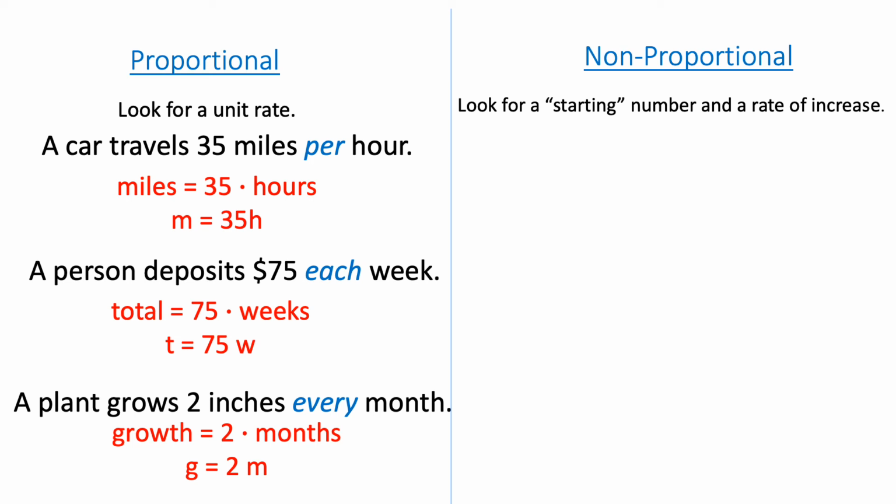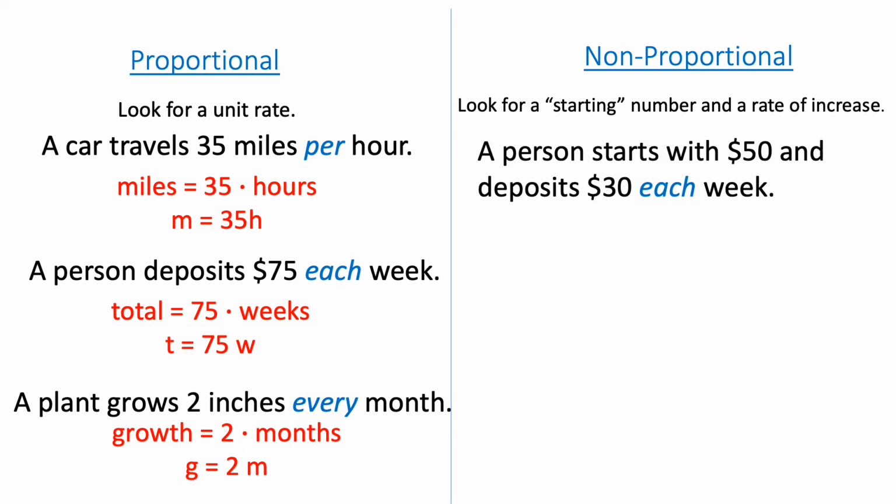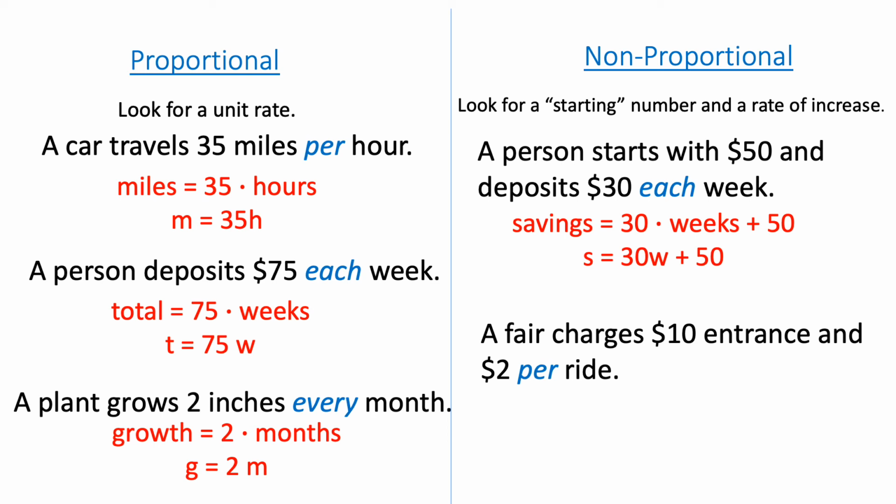G equals 2m. A non-proportional relationship has a starting number and a rate of increase. A person starts with $50 and deposits $30 each week. So we have an additional number in this situation. Savings equals $30 per week plus the $50 that this person started with. So S equals 30W plus 50. A fair charges $10 for an entrance and $2 per ride. So in this case, the cost is 2 times the number of rides the person goes on plus $10 for the entrance fee. T equals 2R plus 10.